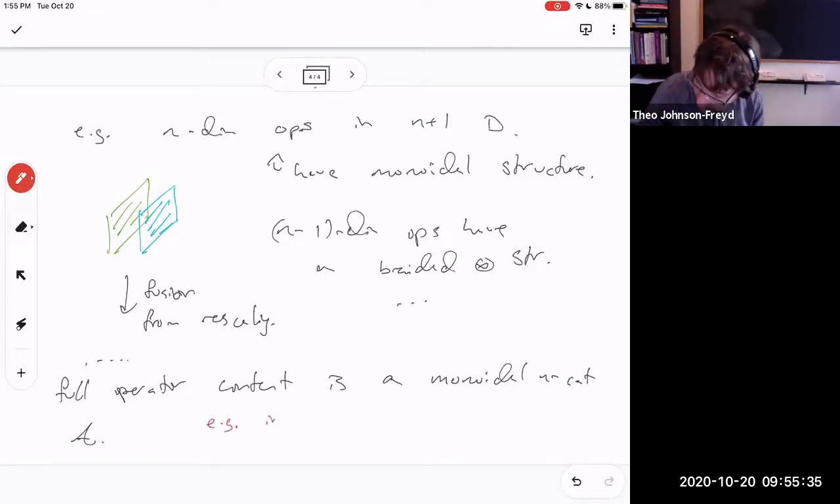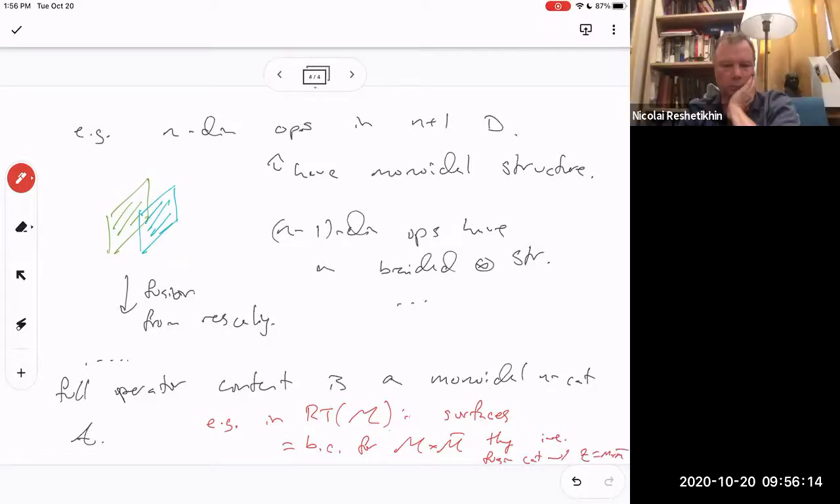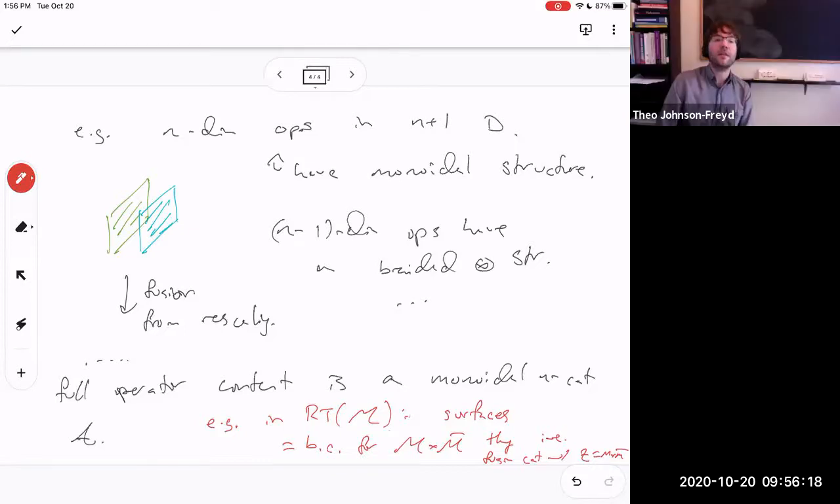So for example, in general for Reshetikhin-Turaev theory, for some modular tensor category M, the surface operators are boundary conditions for the M times M-bar theory, which is to say they are fusion categories with center M times M-bar. And then there's some systematic way that you can recover those.